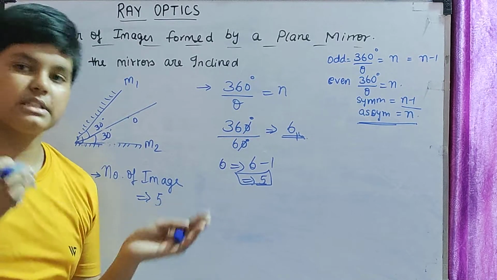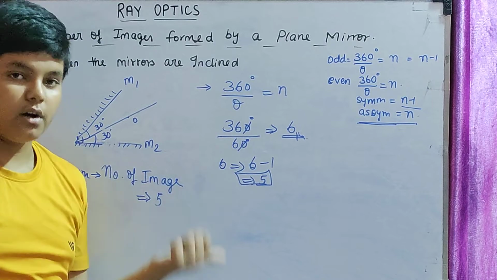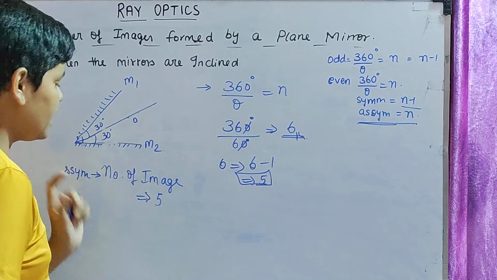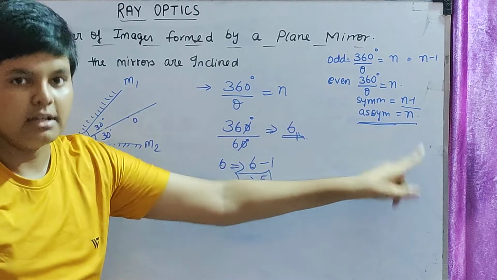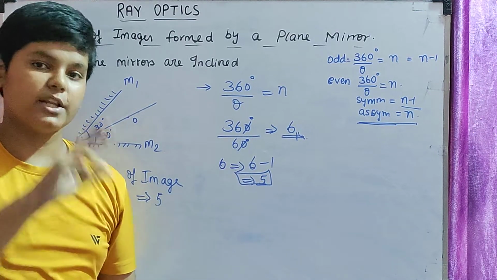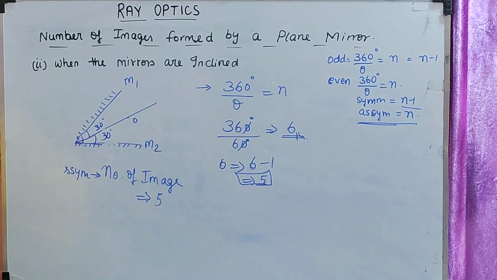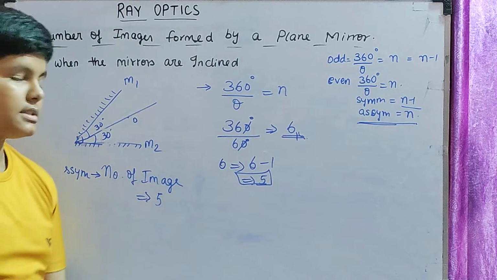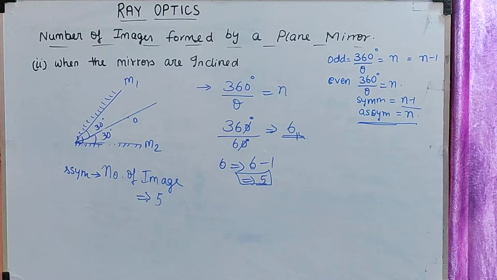Mostly if you take it for symmetrical, you will get your correct answer. Asymmetrical, sometimes this formula will not work. You have to use your original formula. Like here asymmetrical, if you are taking, you will get the number of images as equal to 5, but it should be n. So some cases this will not work perfectly. But the main solution is we can use that formula M1 and M2. So this was about how to find the number of images. First case was when the mirrors are parallel, and second case when the mirrors are inclined at an angle.